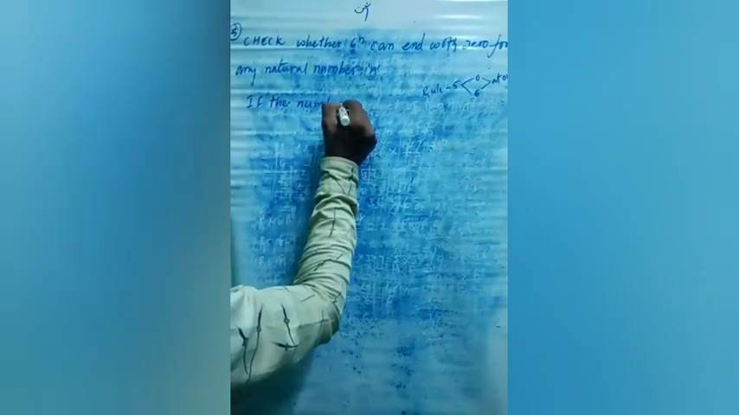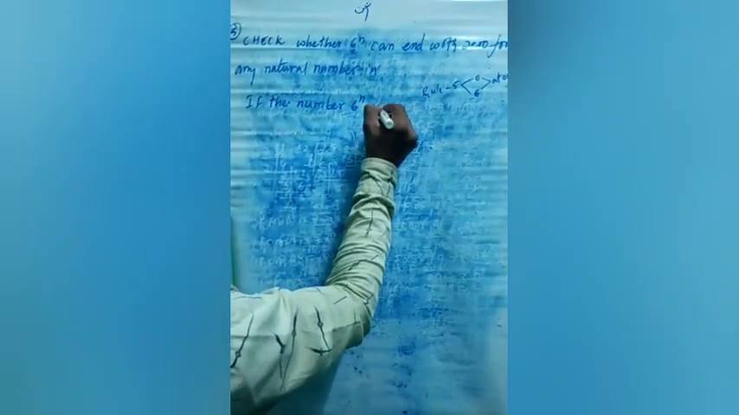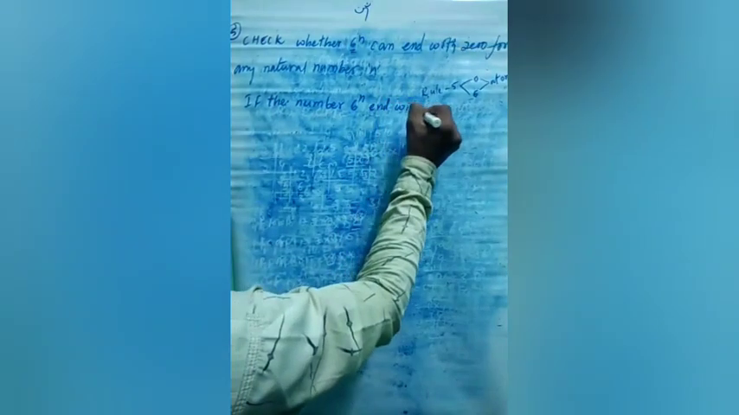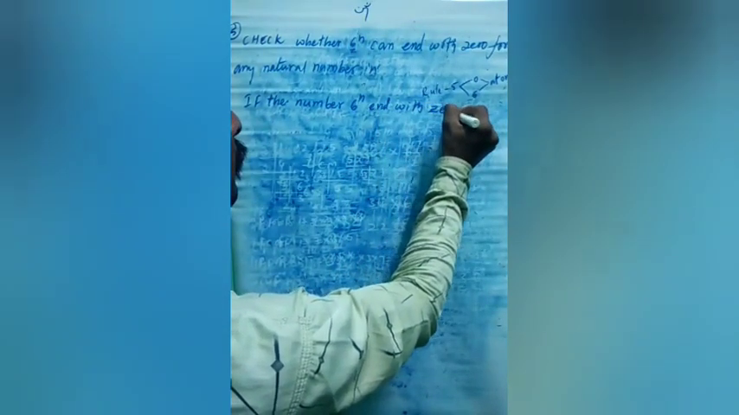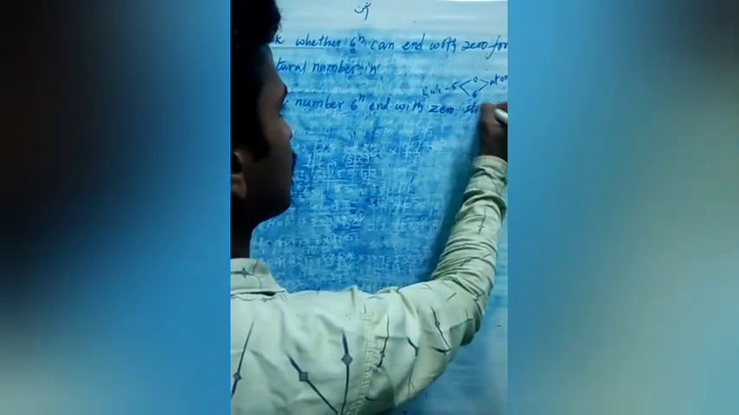So if 6 to the power n ends with 0, it must be divisible by 5, because the divisibility rule of 5 says that if the number ends with 0 or 5 at the units place, it must be divisible by 5.